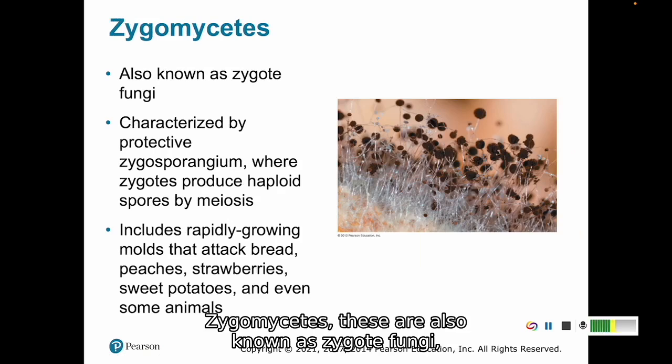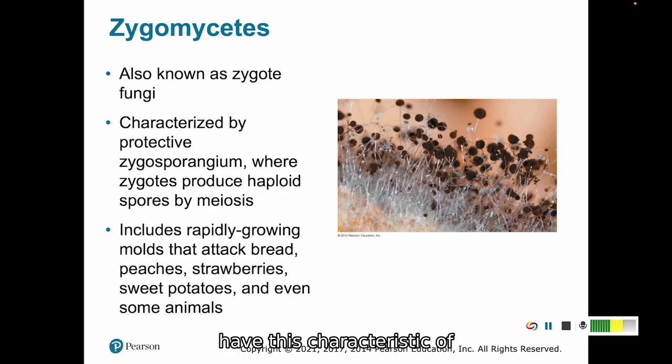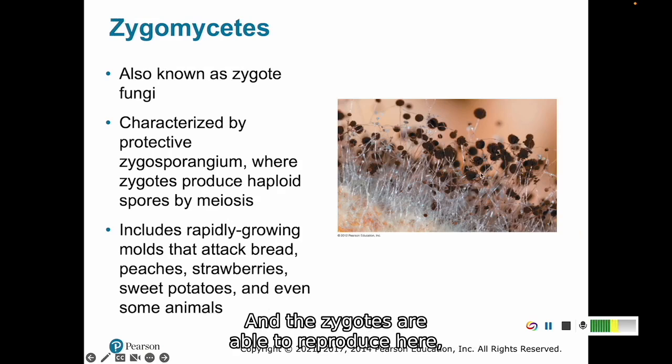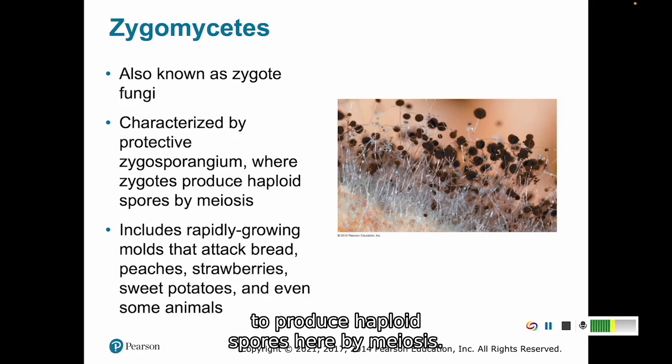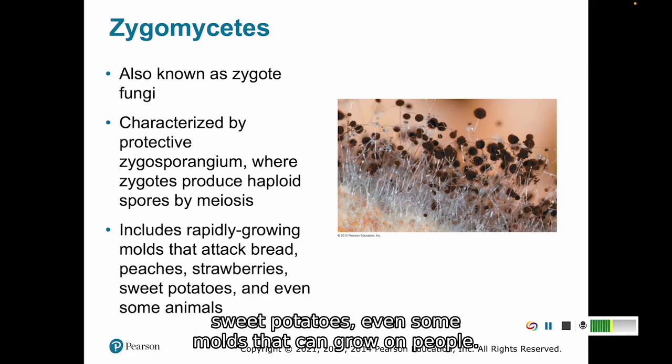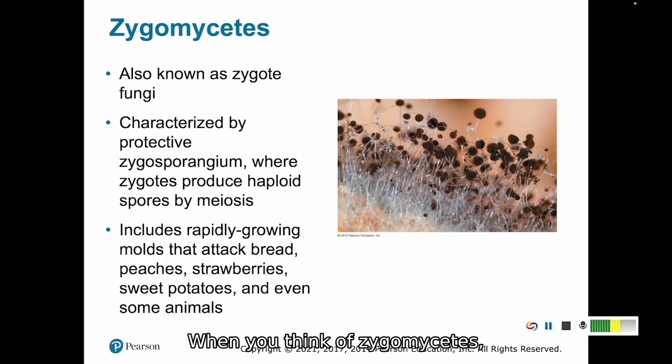Zygomycetes, also known as zygote fungi, have this characteristic of a protective zygosporangium, and the zygotes are able to produce haploid spores by meiosis. Zygomycetes include bread molds, also molds that grow on peaches, strawberries, sweet potatoes, even some molds that can grow on people. So when you think of zygomycetes, you should think of molds.